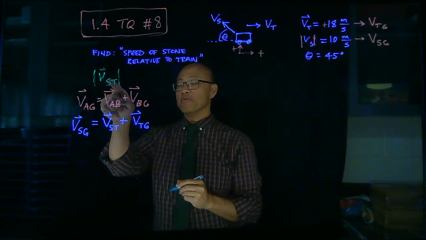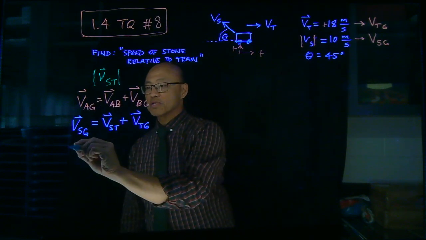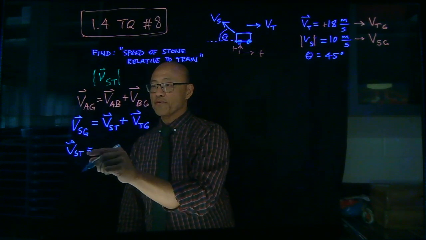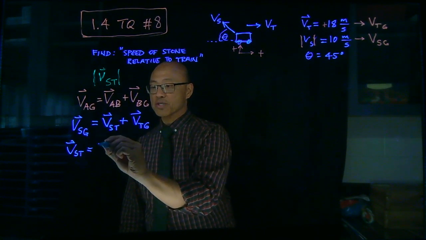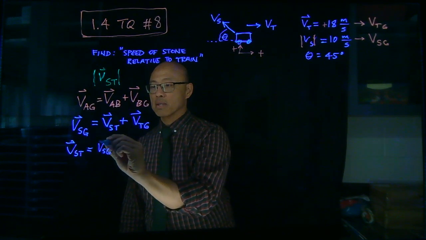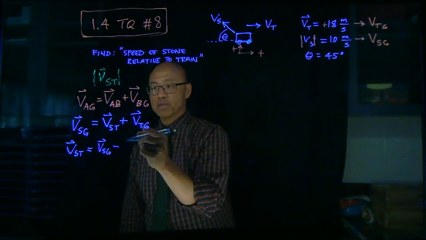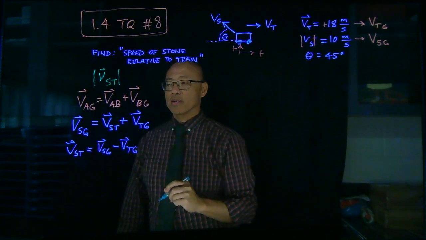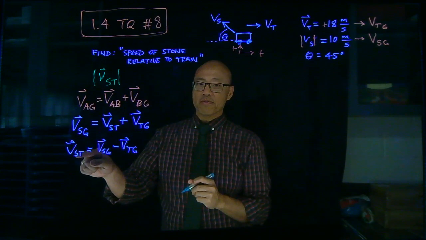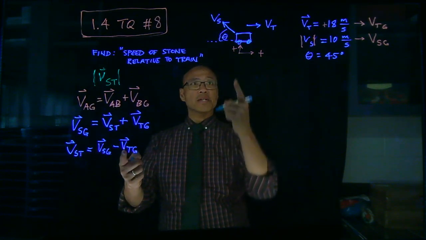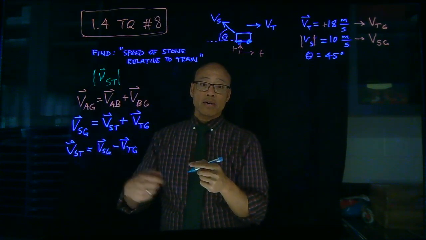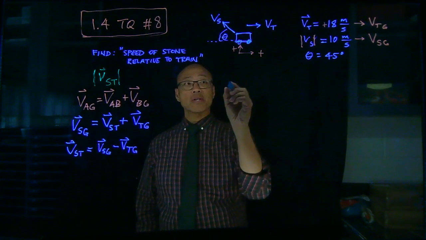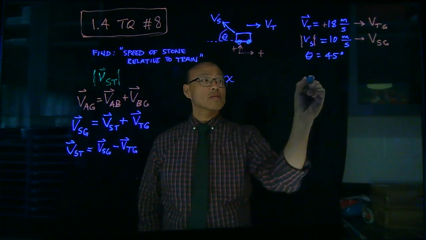Which one am I trying to find? I'm trying to find VST. So I'm going to rearrange it just to isolate for ST. That might help my brain. So VST is actually equal to VSG minus, because I bring that to the other side, minus VTG. All right, so now I just have to find the magnitude of this vector. How am I going to do that? Because these are vectors, we go vector math, which means components. So I'm going to look at the x direction and the y direction.